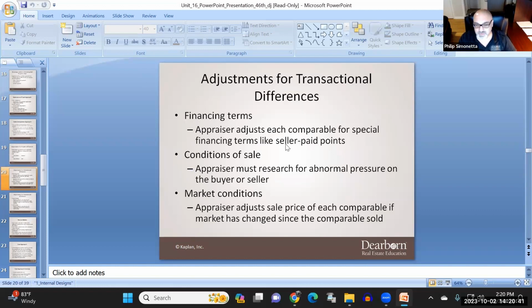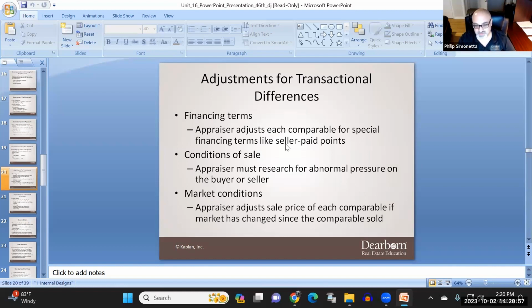Conditions of the sale. The appraiser must research for abnormal pressure on the buyer or seller. A house sold for 50 grand under market. Well, somebody passed away and they sold it, an estate, or somebody's getting divorced or something. They've got to research it and try to find out.